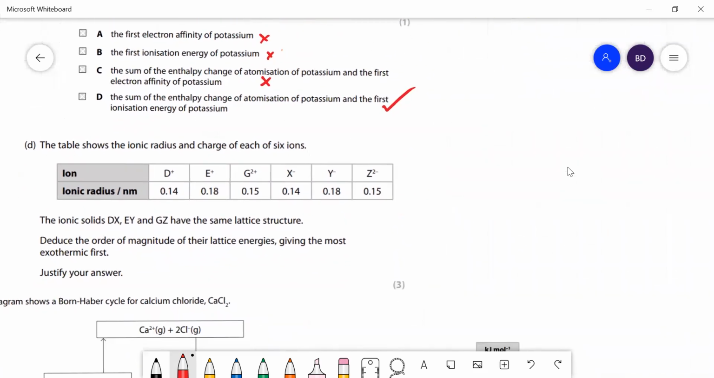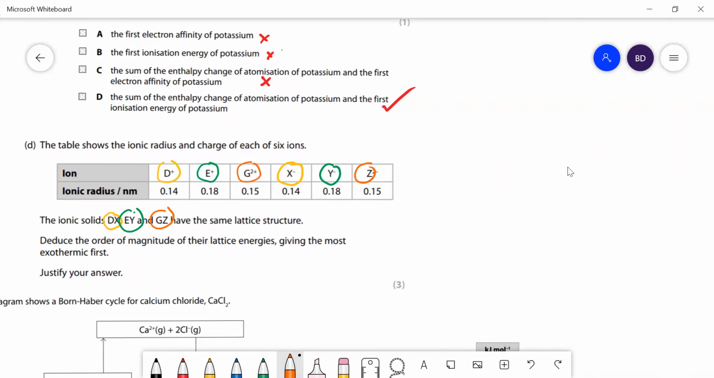So you've got some ions, and you've got three ionic solids: DX, EY, and GZ. Deduce the order of magnitudes of the lattice enthalpies, giving the most exothermic first. Well, this is lattice enthalpy of formation.